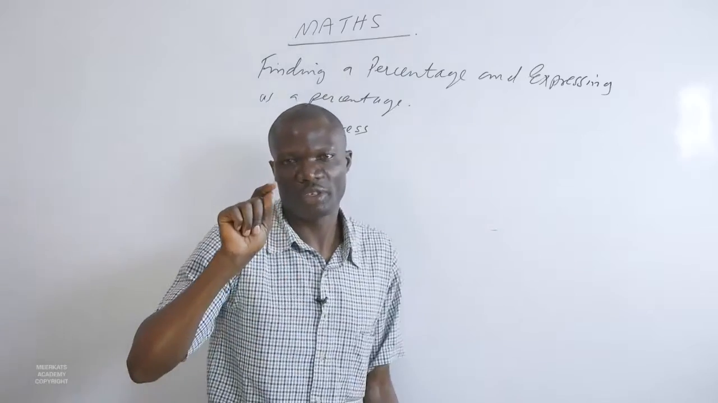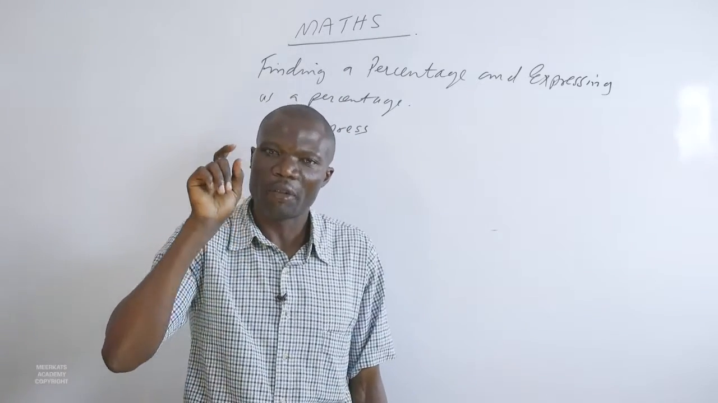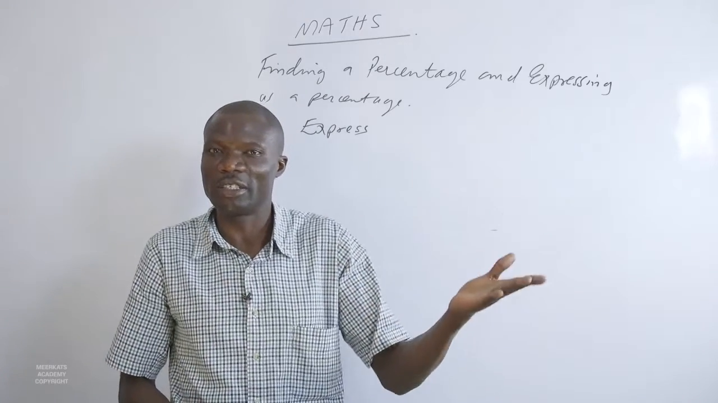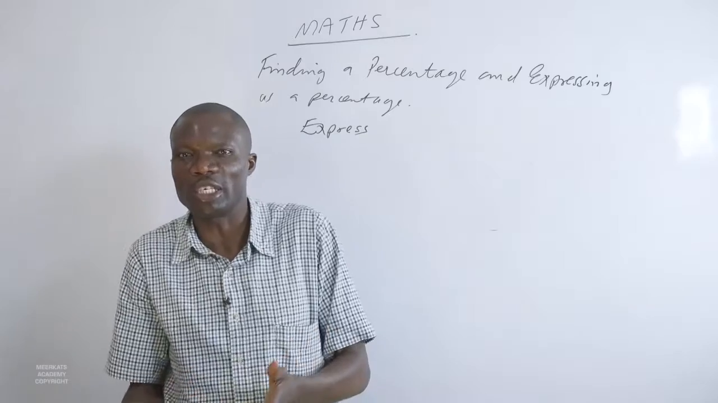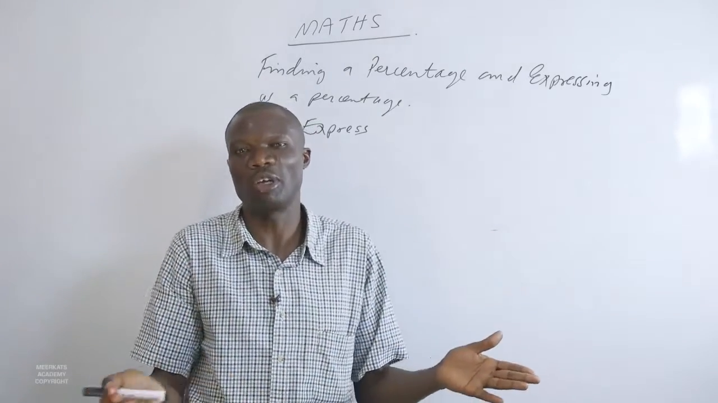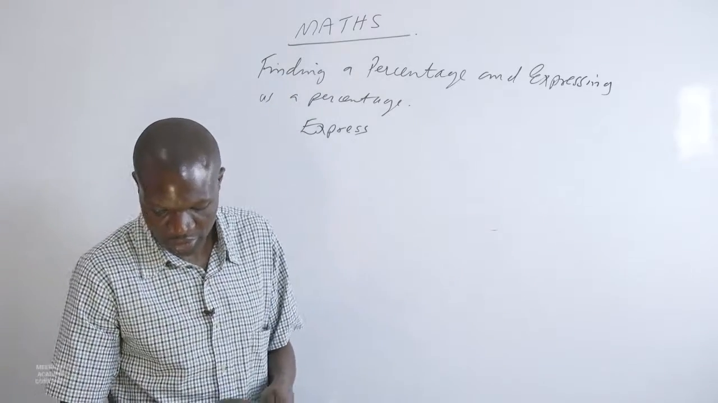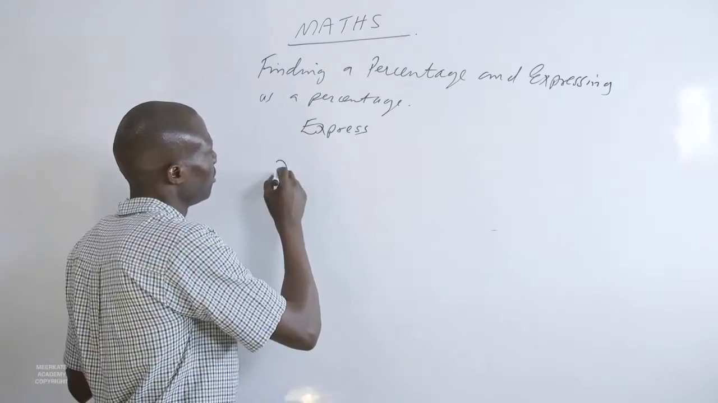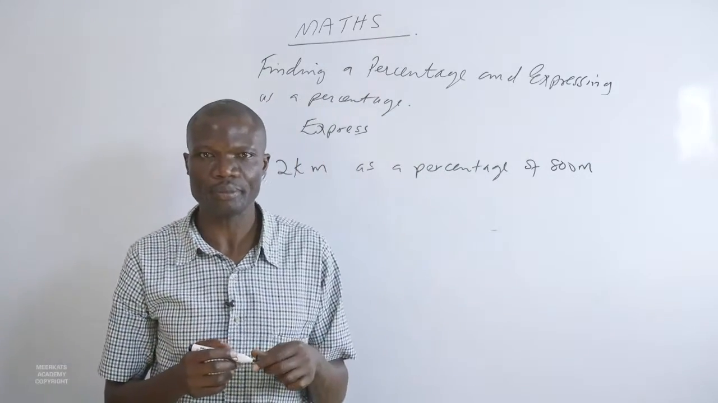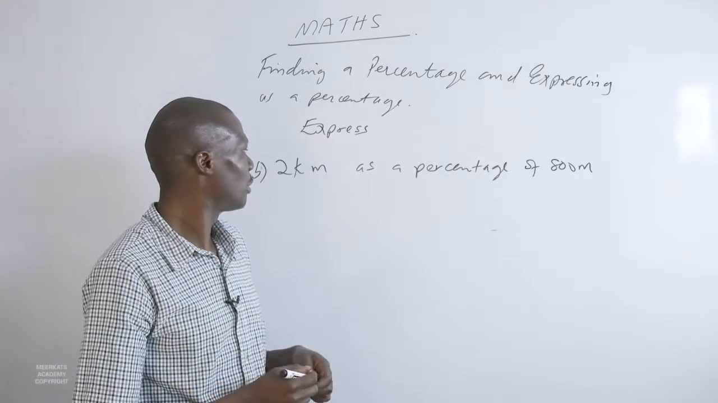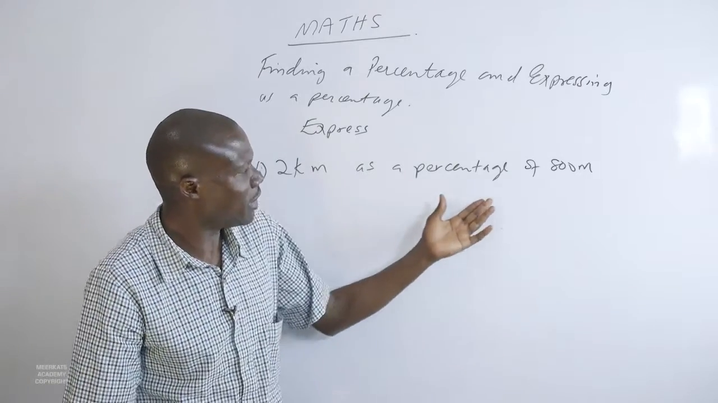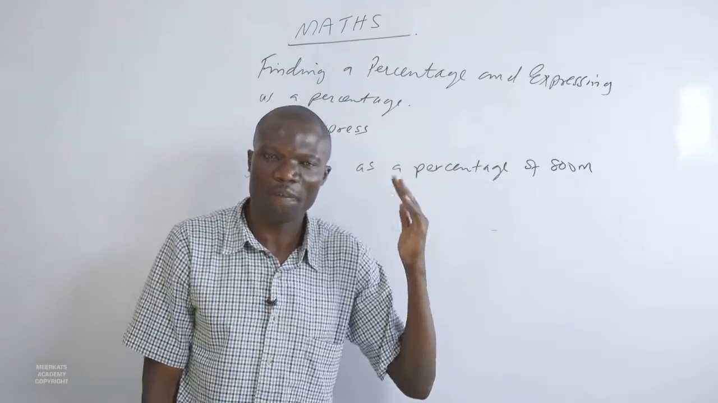Remember, I've categorically stated that the units must be the same. And that's why there was need to convert the $5 into cents. So for other units also, the same rule applies. Let us look at this. Here we are. 2 kilometers as a percentage of 800 meters.